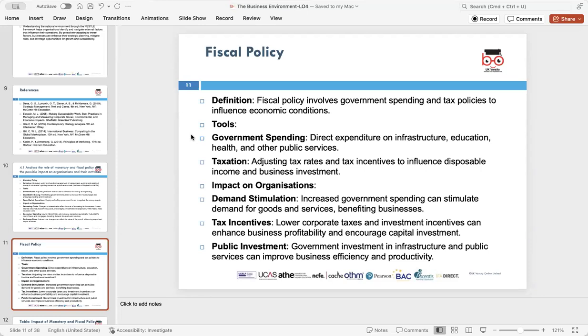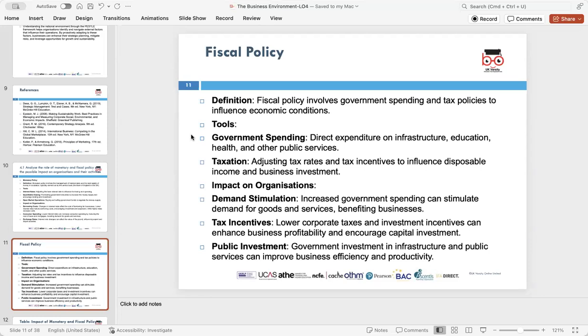Impact of fiscal policy on organizations. Fiscal policy affects businesses through demand stimulation, tax incentives, and public investment. Demand stimulation: increased government spending stimulates demand for goods and services, benefiting businesses.